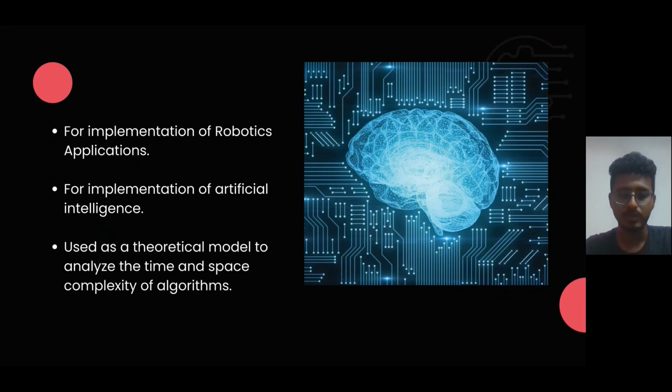Next, it is used for implementation of robotics applications, which is also an in-demand application considering the shift of the world towards robotics. Next, Turing machines are also used for the implementation of artificial intelligence, which again is an in-demand application considering the world moving towards artificial intelligence rapidly. It is also used as a theoretical model to analyze the time and space complexity of algorithms. This application has been in demand for a very long time and will also be in demand for a very long time indeed, considering the new and updated algorithms and their required proofs.